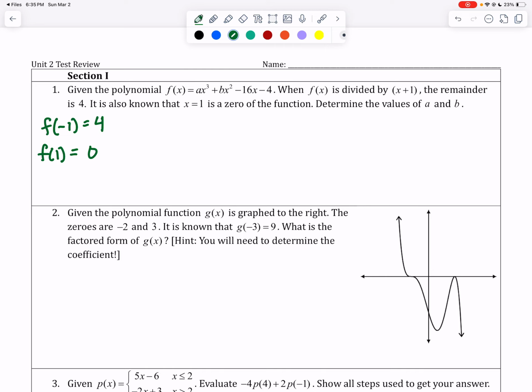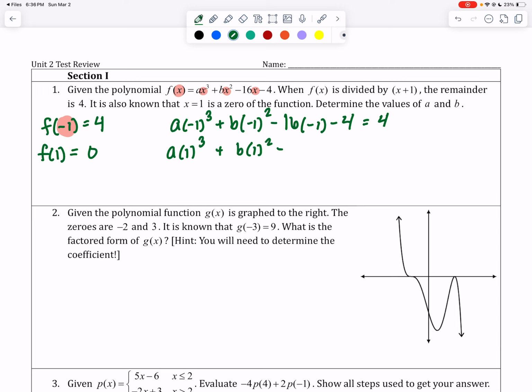I'm going to use substitution here. So anytime I see an x, I'm going to substitute it with a negative 1. So I'm going to have a times negative 1 cubed plus b times negative 1 squared minus 16 times negative 1 minus 4. And that has to equal positive 4, aka that is my remainder here. Likewise, if I have f of 1 is equal to 0, then I'm going to have a times 1 cubed plus b times 1 squared minus 16 times 1 minus 4 is equal to 0.